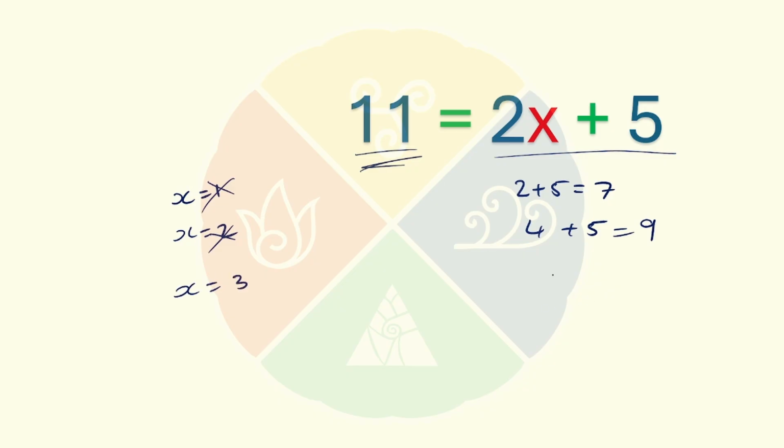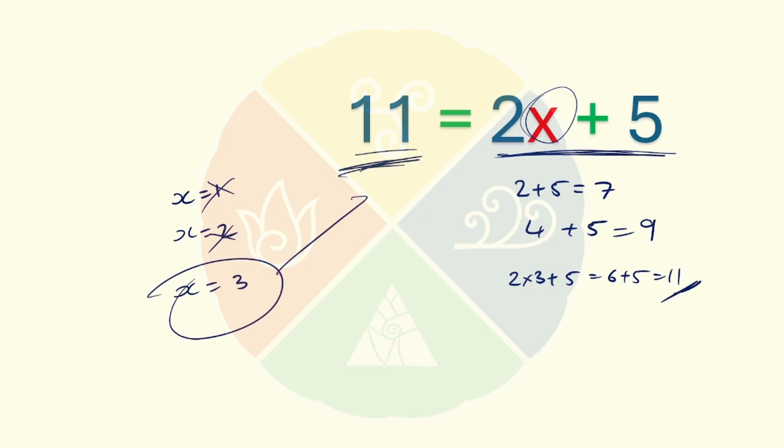If x is equal to 3, that is 2 into 3 plus 5. 6 plus 5. You will get 11. At that time, when x is 3, this part is equal to this thing. So only this value is satisfying this equation. That is why I'm calling it the solution. So x is equal to 3 is the solution of this given equation.